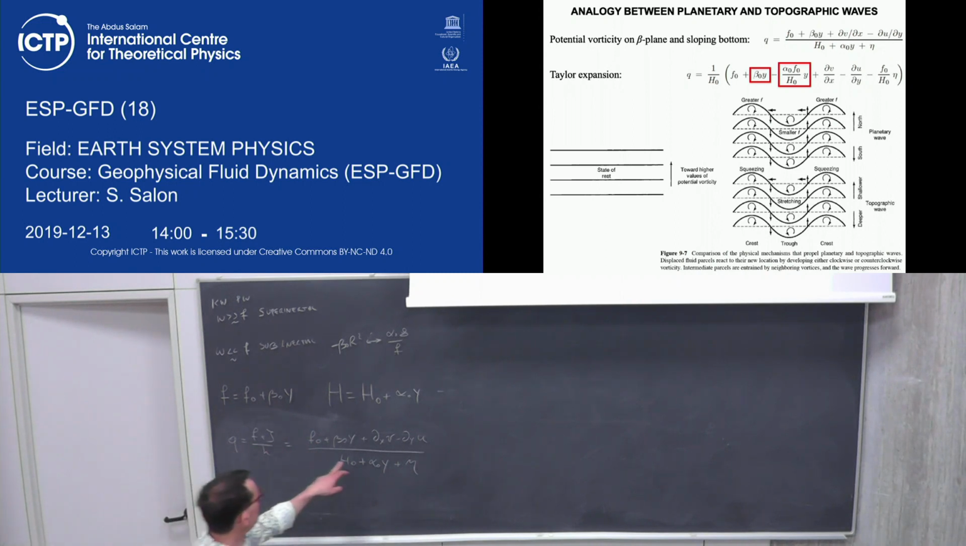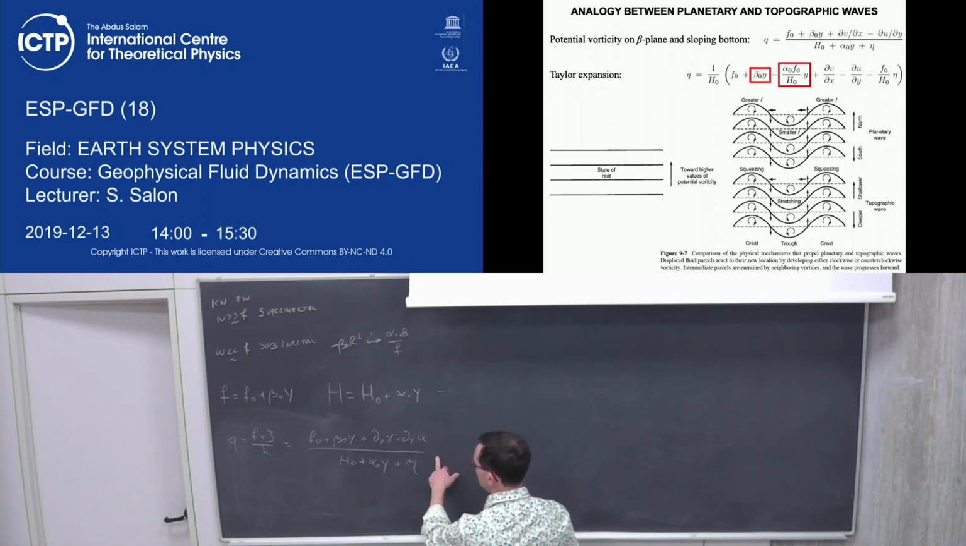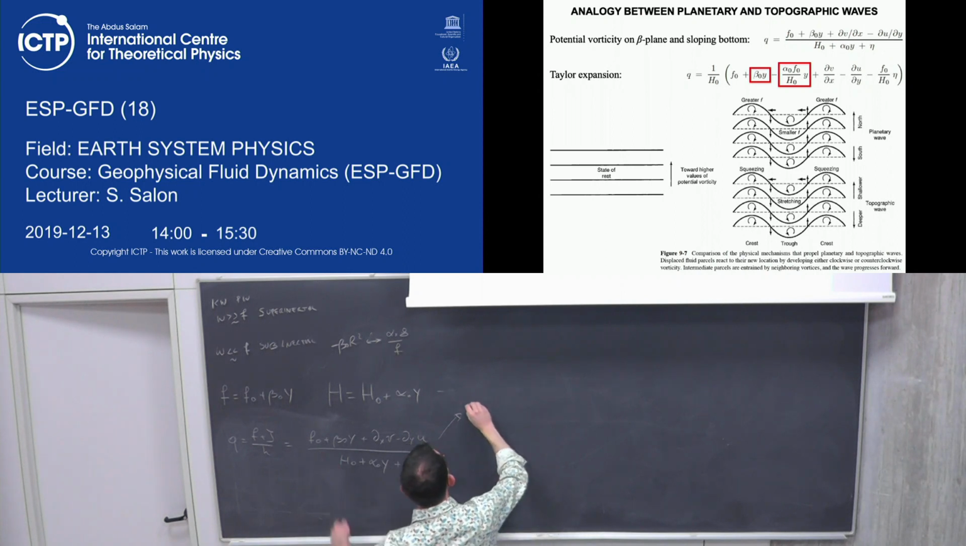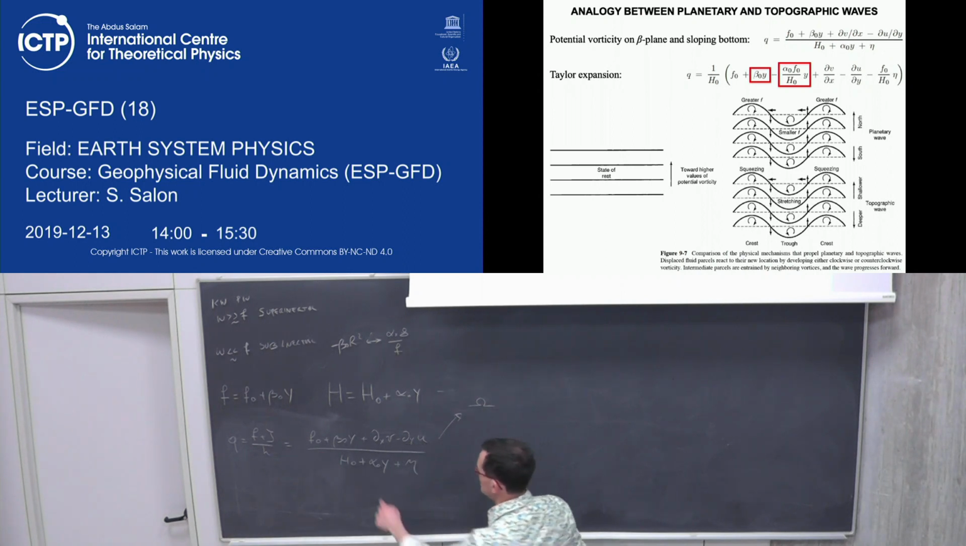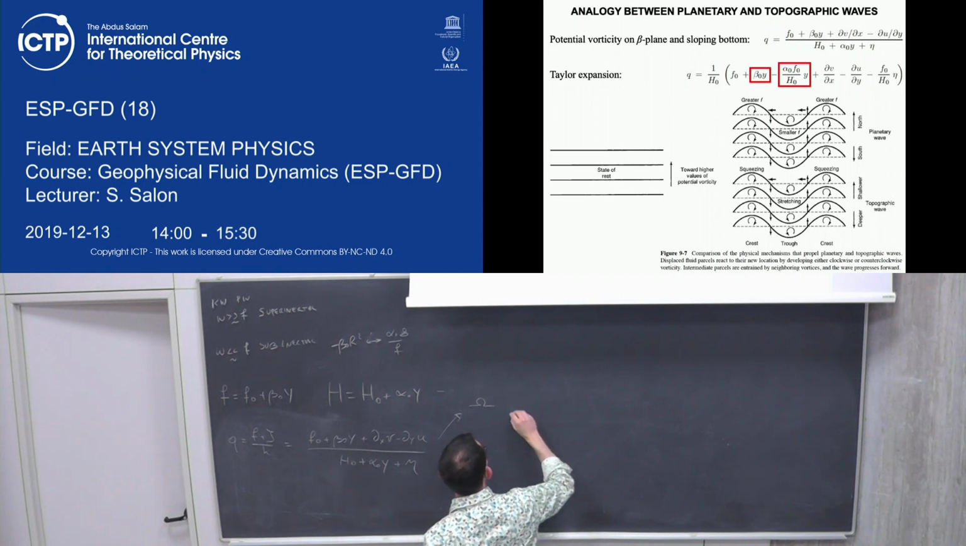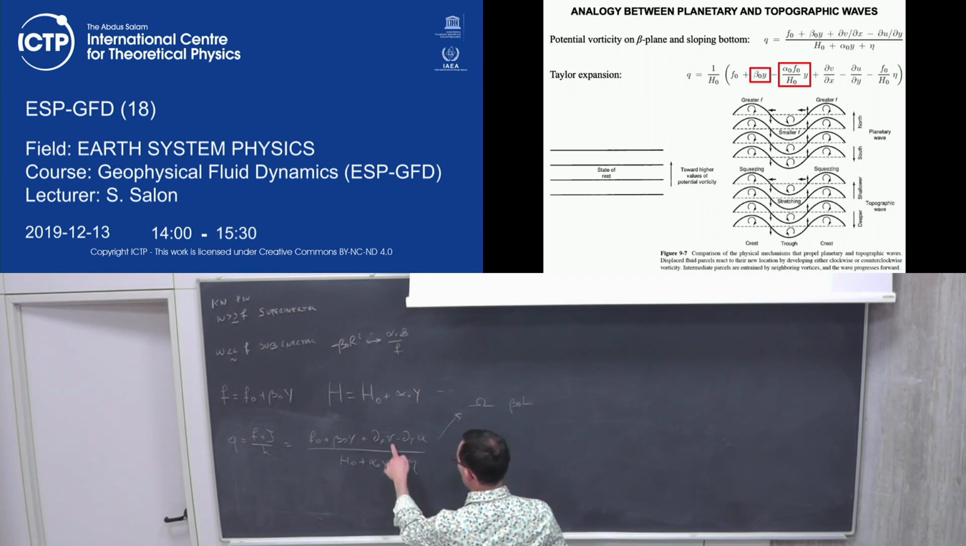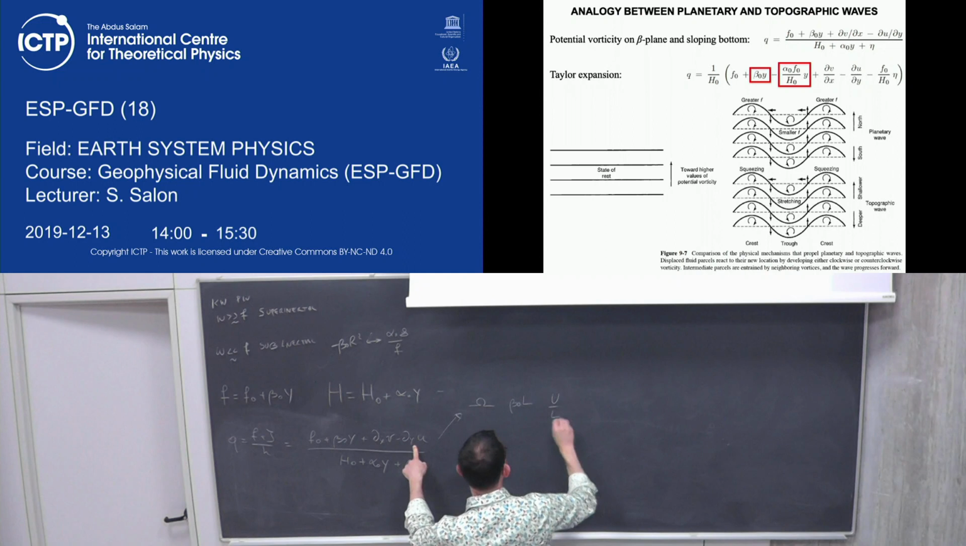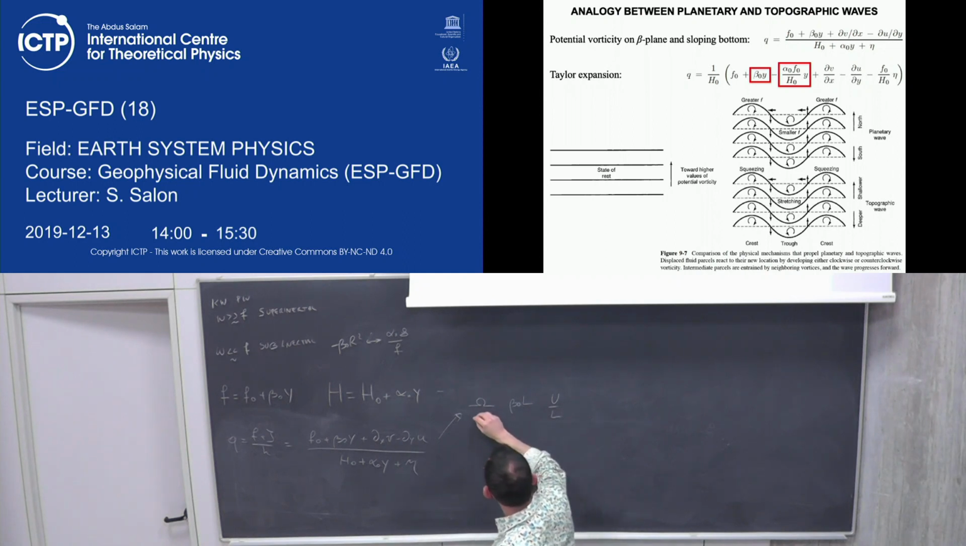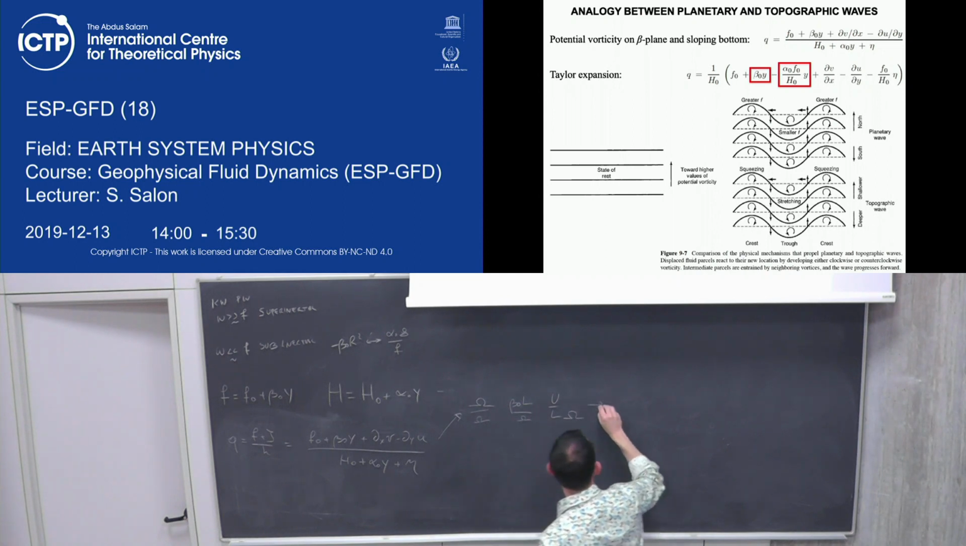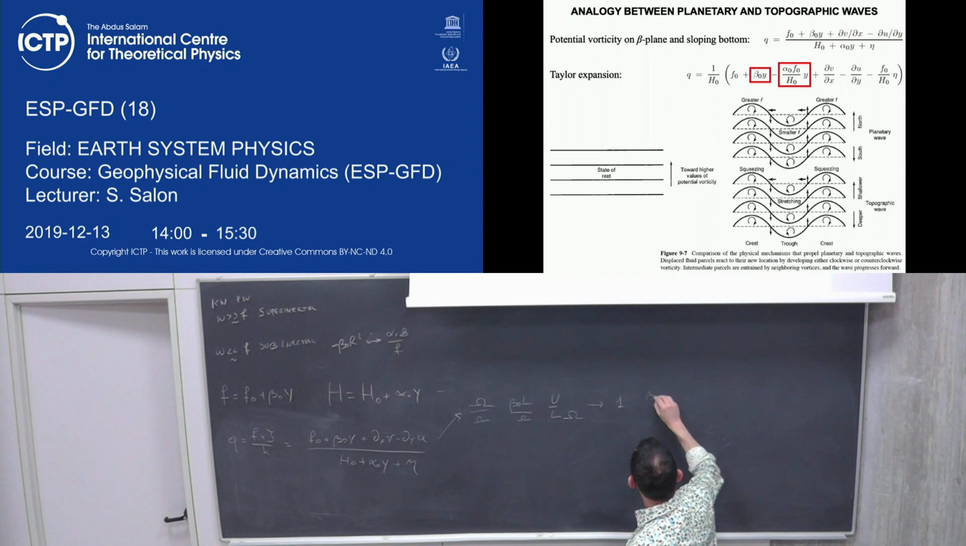Okay, so we can look a little at the leading terms of this expression. In the numerator, we have f0, which scales like capital omega, beta 0 y, which scales like beta 0 L, and the relative vorticity, which scales as U over L, right? So again, if I divide everything by omega, what I obtain is 1, beta 0 L over omega, and the Rossby number.